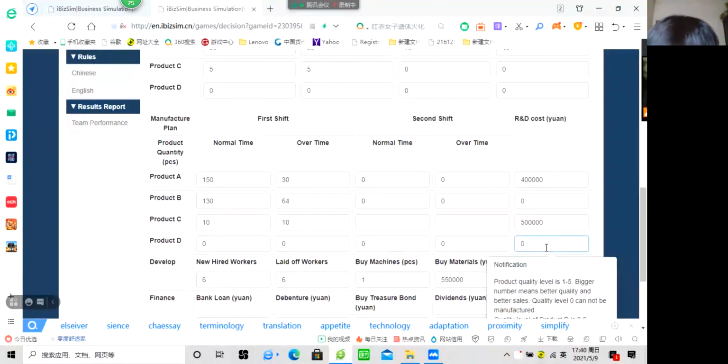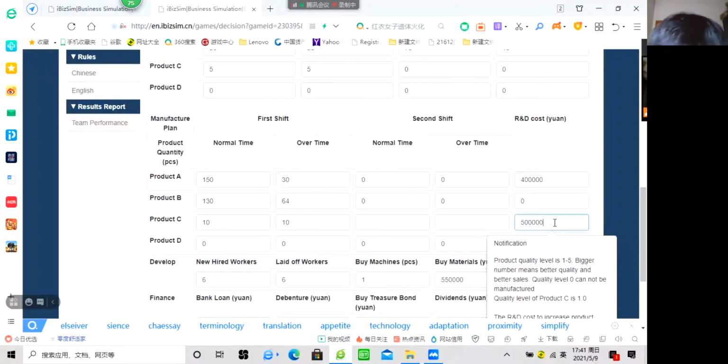arrive at the product quality level. At the moment the quality level is just 0. And for product C the quality level is also 0. So if we want to produce product C, we must arrive at quality level 1, so product C can be produced. So three companies, I think they make a good decision.